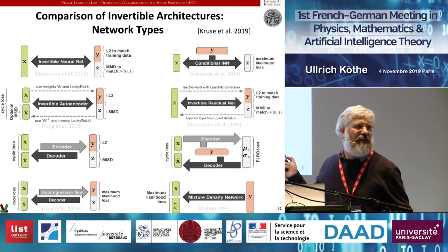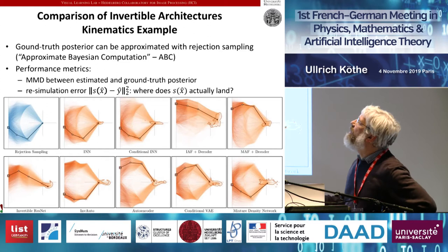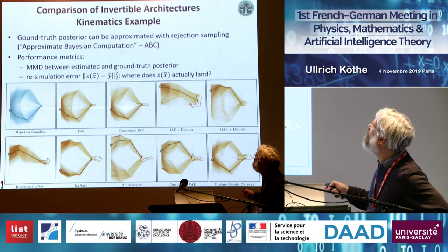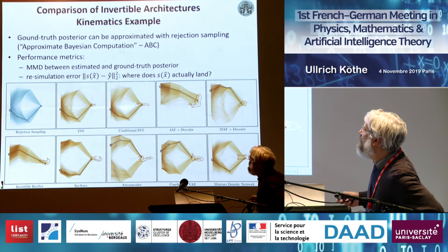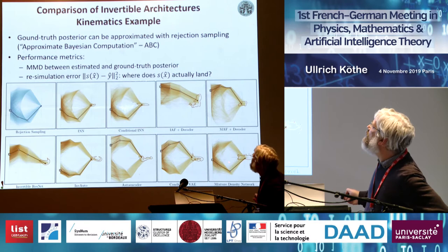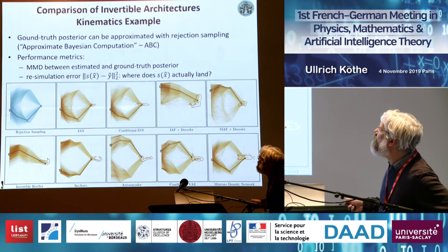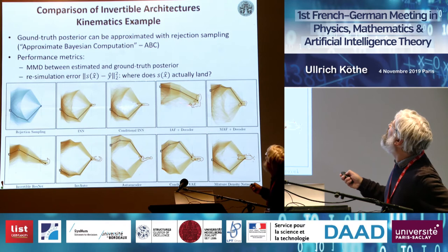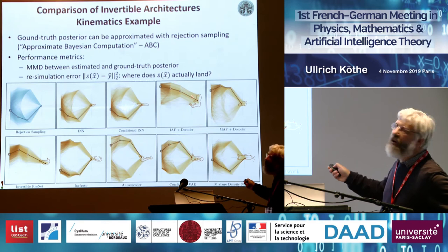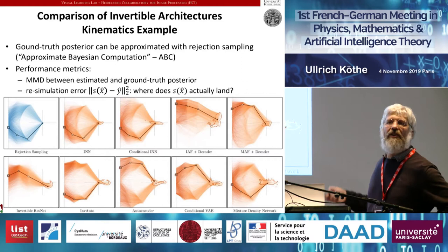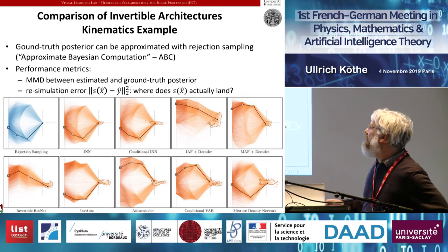So here are the results. This is, again, the rejection sampling ground truth. This is the result of our invertible network that I have shown earlier. This is another variation that I will explain later. And here you see that the others are a bit worse than the invertible networks. The autoencoder is pretty okay. We will see the numbers on the next slide. But for example here, this inverse autoregressive flow doesn't recognize the bimodal distribution. It only finds the upper arm configuration and not the lower arm configuration, which is of course a very big loss of information. And the same thing for the invertible residual net in this case.